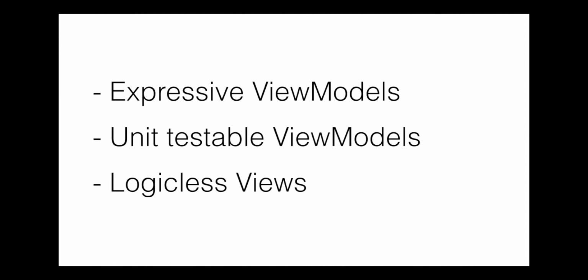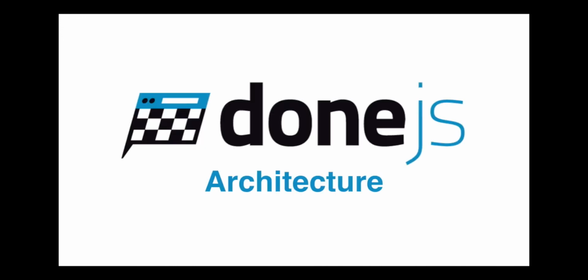The end result is that we have very expressive view models that cover all of the functionality of our application, which makes for very testable application logic independent of our views. Our views are logicless and can be switched out and changed out without risk of breaking core functionality. This is what makes DoneJS's client-side architecture so uniquely strong and easy to work with.